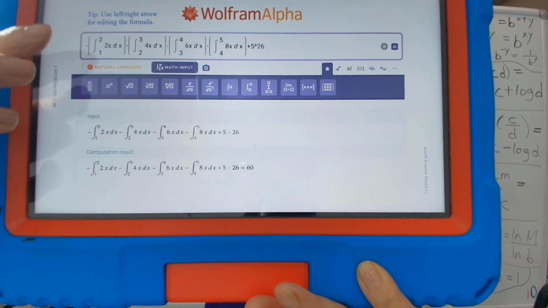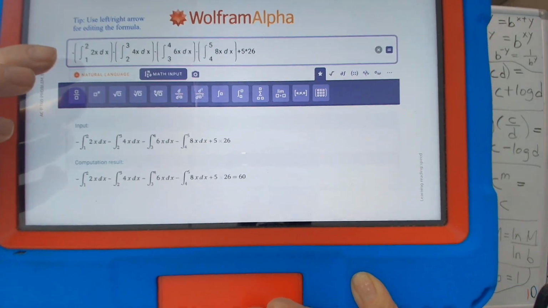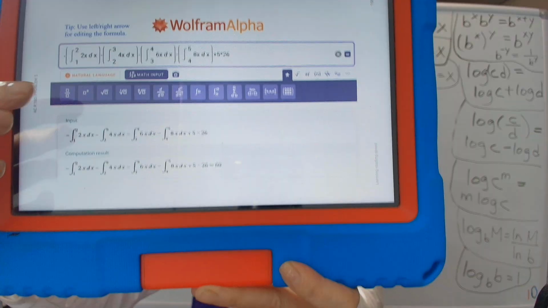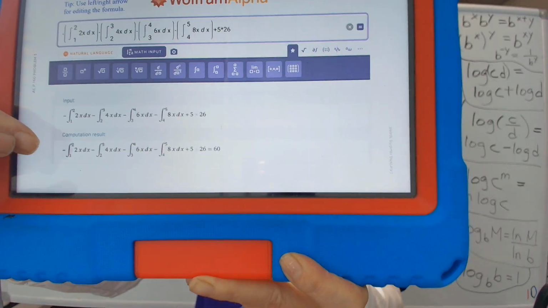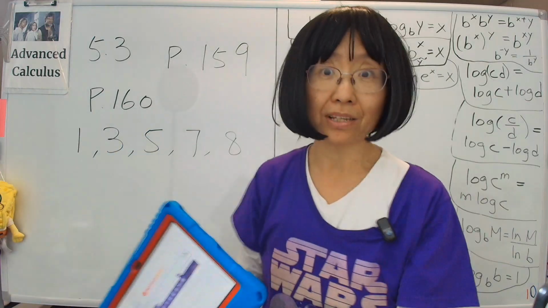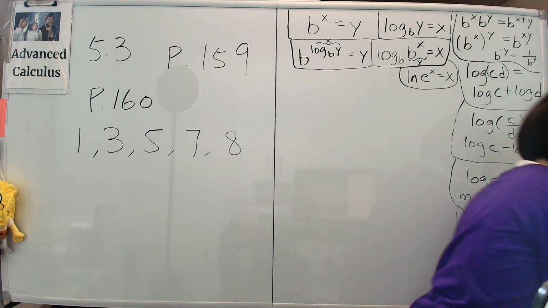Anyway, I typed it in, and look how smart this thing is. It's able to add up a bunch of integrations. That is totally awesome. So I was able to crank it out, and it equals 60, after I fixed certain mistakes when I typed it in. And that is problem 3.